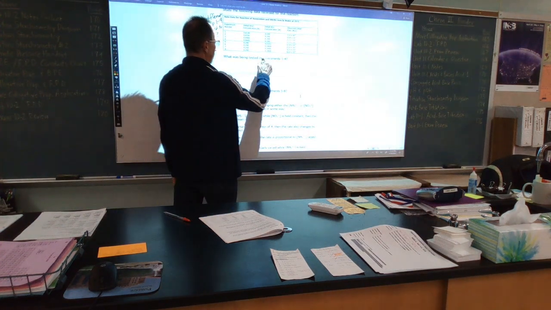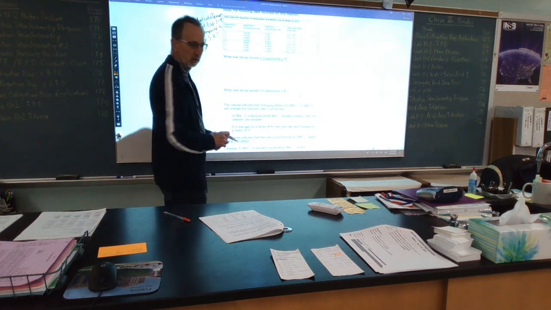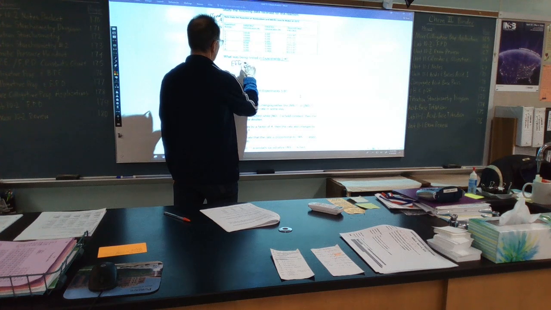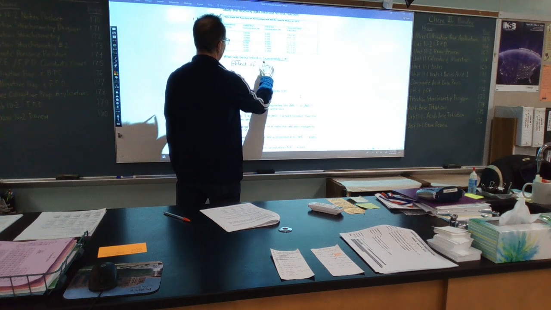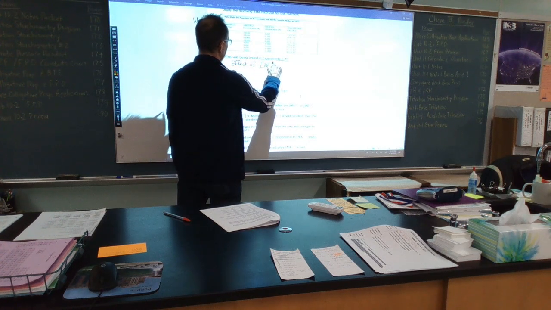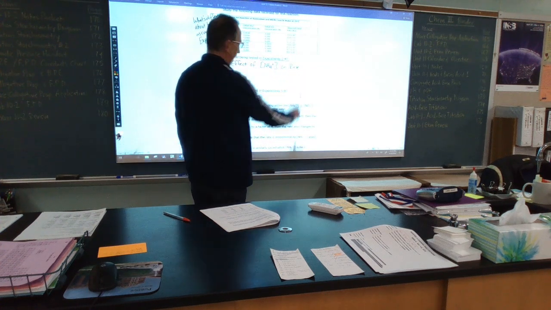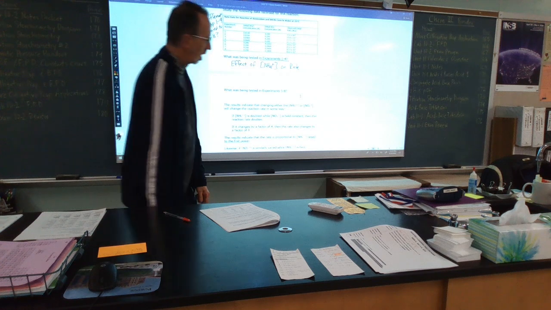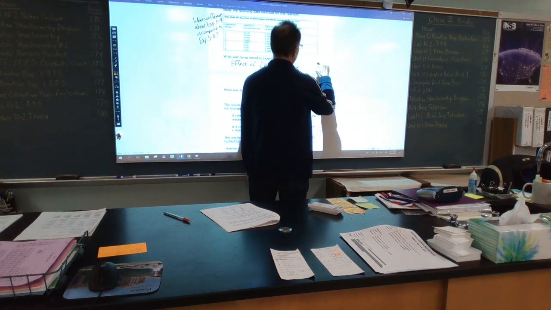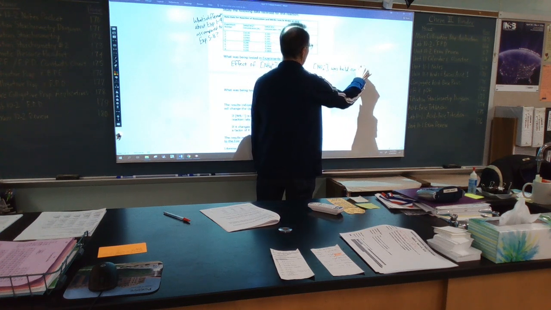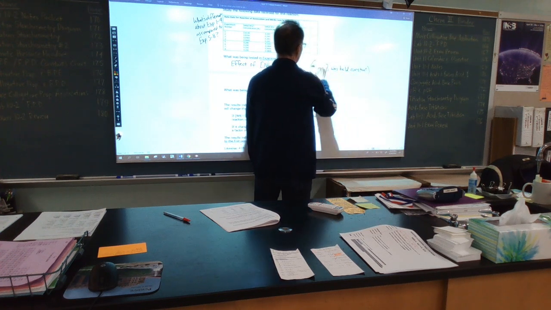All right? So, keeping that in mind, let's answer these 2 questions here. What was being tested in experiments 1 through 4? Well, the effect of the ammonium ion concentration on the rate. And again, we know that because the nitrite ion concentration was held constant.